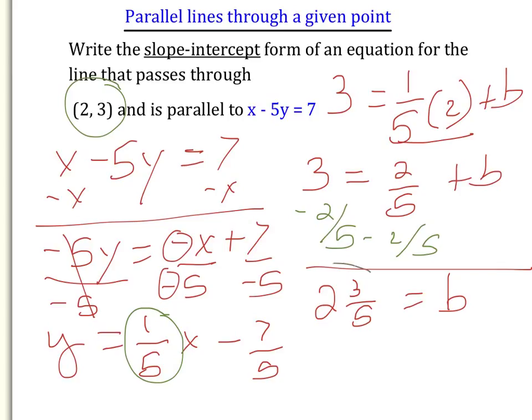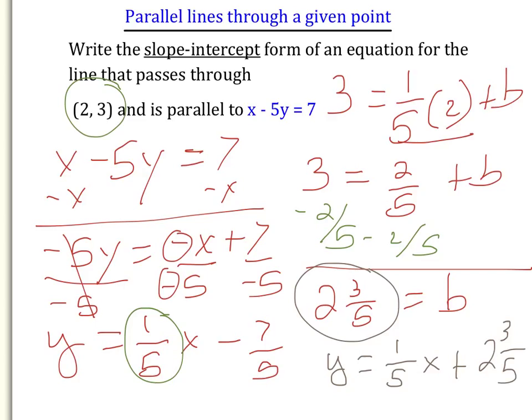So now with my y-intercept and my slope, I can go ahead and write my final answer, and we're going to get y equals 1/5 x plus, and I'm going to go ahead and leave this as 2 3/5. We might see different forms of that. If I change this to an improper fraction, I might see this written as 13/5. But again, either form would be okay. So that's working with parallel lines.